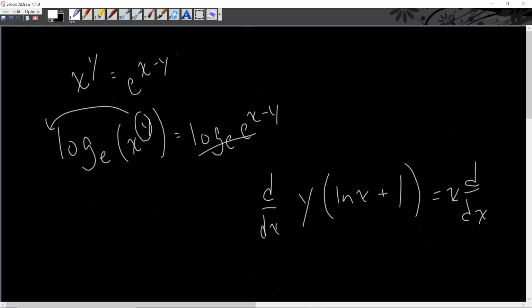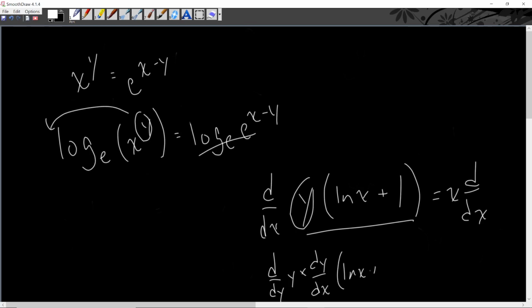Now from here, product rule: derivative of the first, which is going to be d dy of y times dy dx, times (ln x plus 1), plus derivative of the second times the first. So derivative of this, derivative of a constant is 0, derivative of ln x is 1 over x. So this will be y times 1 over x, and that will be equal to derivative with respect to x of x to the power of 1, 1 minus 1, 0, so this will be 1.